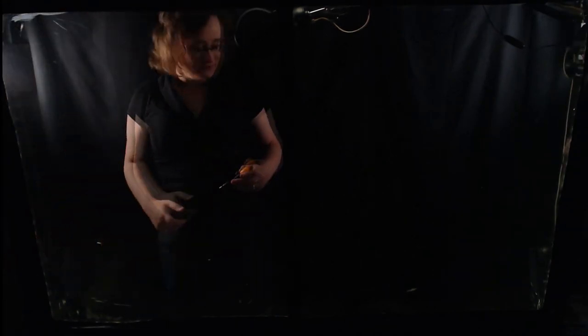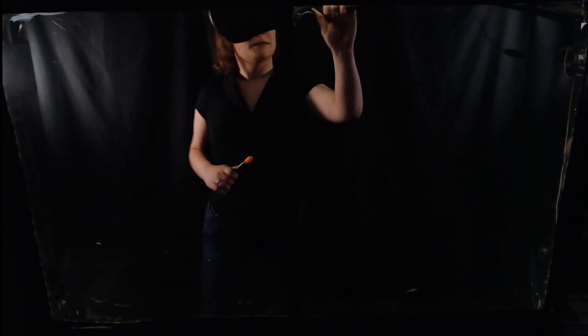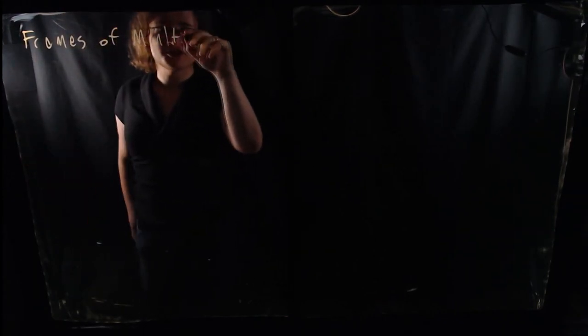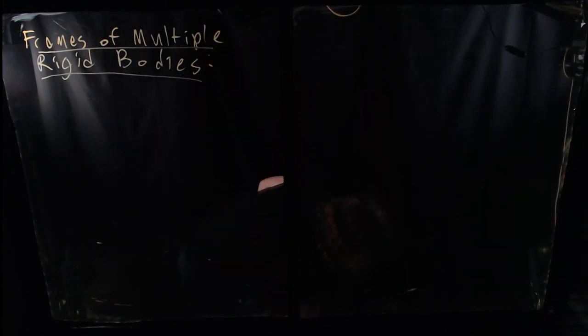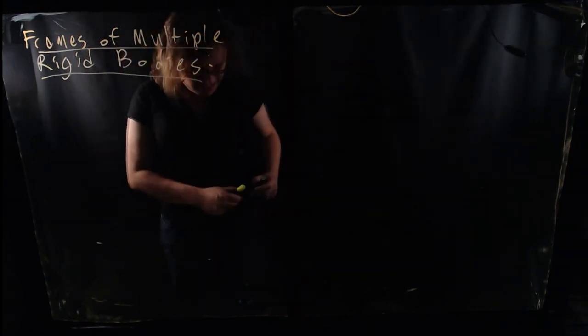So now let's look at frames or objects made of multiple component rigid bodies. Frames of multiple rigid bodies. So let's think about the forces that a joint between two frame elements can transfer. Let's think about the type of forces that a joint can transfer.